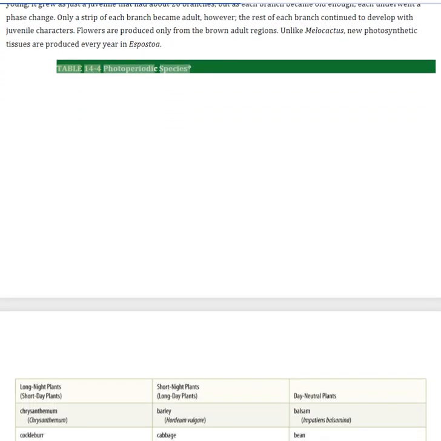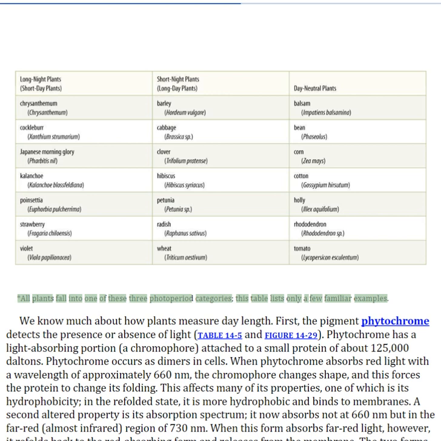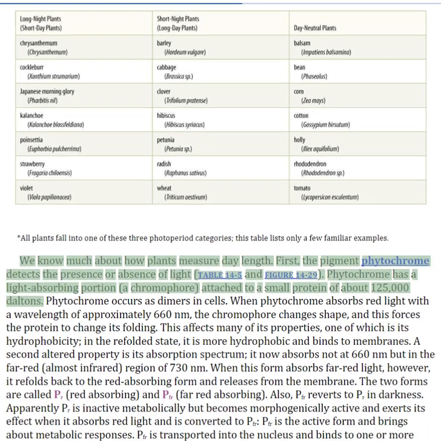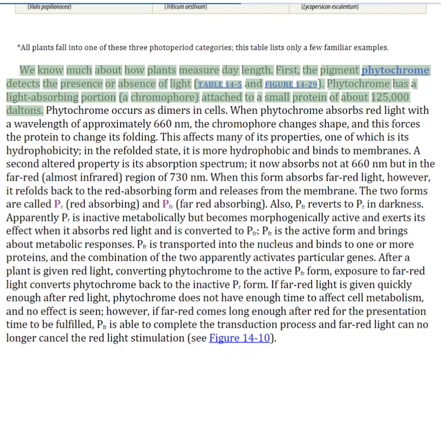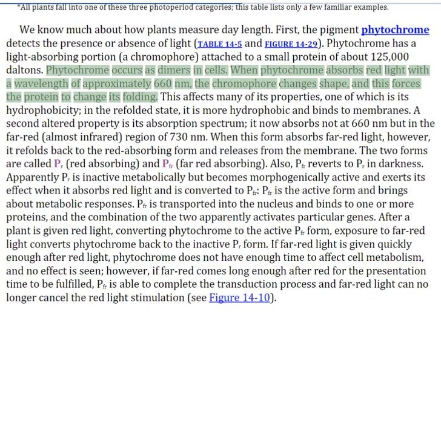Table 14, for photoperiodic species. All plants fall into one of these three photoperiod categories. This table lists only a few familiar examples. We know much about how plants measure day length. First, the pigment phytochrome detects the presence or absence of light. Phytochrome has a light-absorbing portion attached to a small protein of about 125,000 daltons. Phytochrome occurs as dimers in cells.